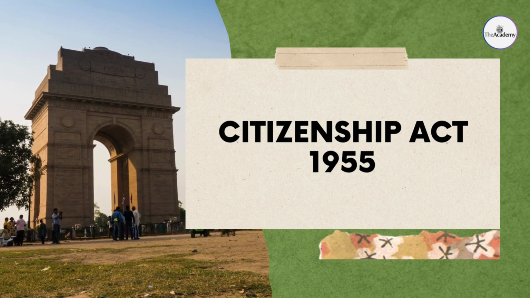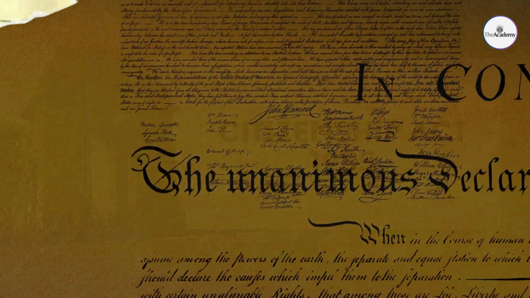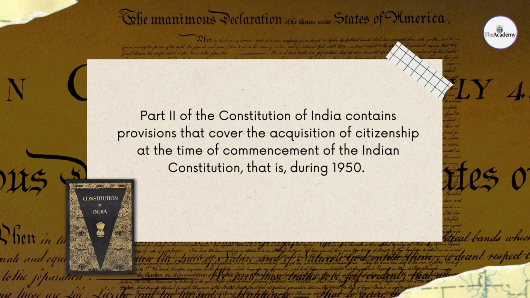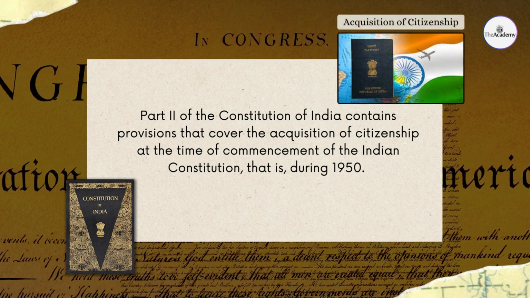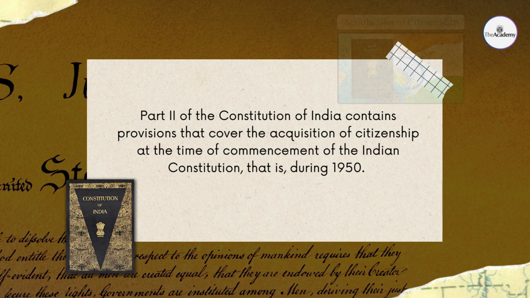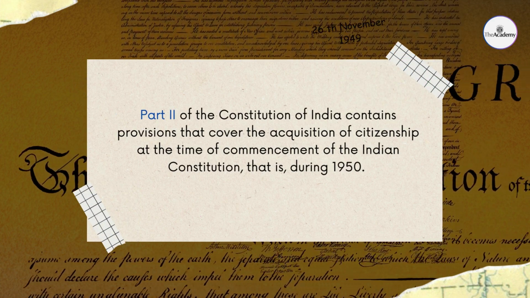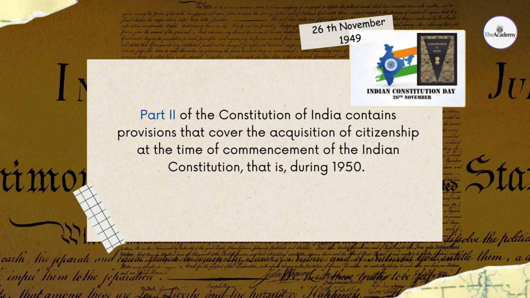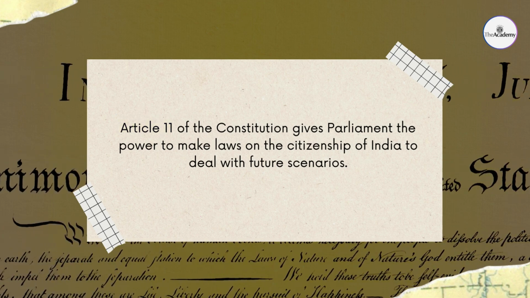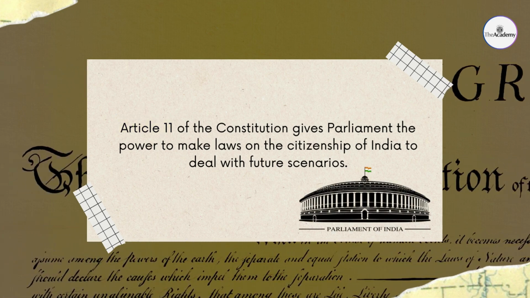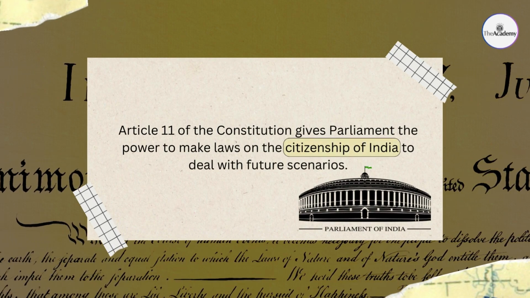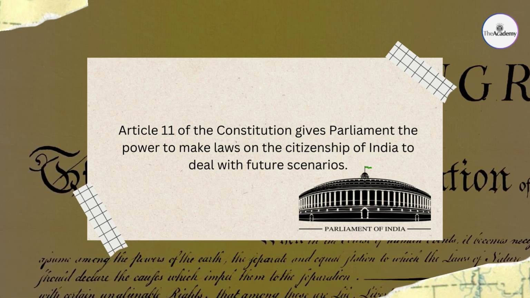The Citizenship Act 1955. Part 2 of the Constitution of India contains provisions that cover the acquisition of citizenship at the time of commencement of the Indian Constitution, that is, 26th November 1949. Article 11 of the Constitution gives Parliament the power to make laws on the citizenship of India to deal with future scenarios.